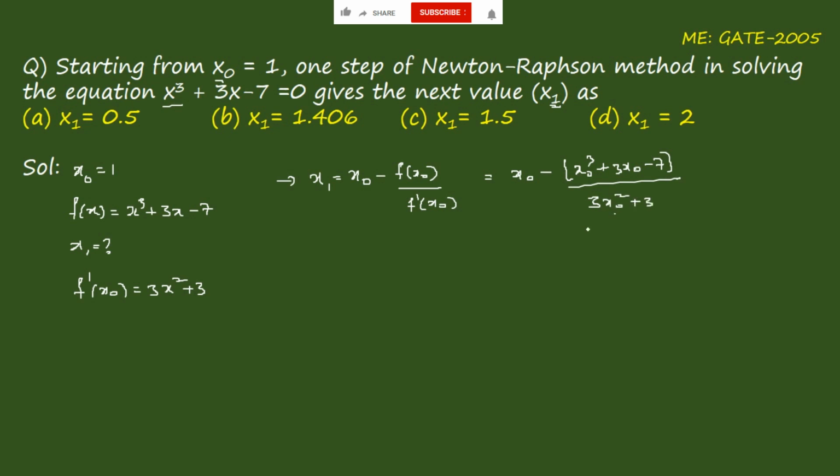You know the x naught value is nothing but 1, so it becomes 1 minus 1 plus 3 minus 7 by 3 plus 3, which is equal to 1 plus 3 by 6. One side goes by 2 side, which is equal to 3 by 2, which is equal to 1.5. So answer option C.